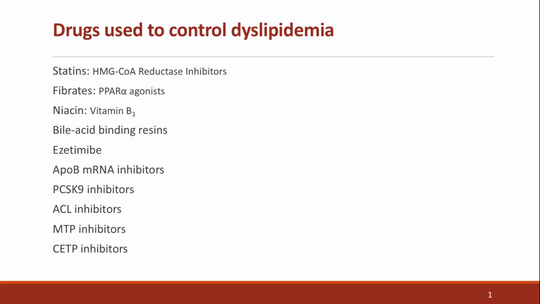The main pharmacological groups include statins, which work by inhibiting cholesterol biosynthesis at the reaction catalyzed by HMG-CoA reductase. Fibrates, which stimulate PPAR-alpha receptors. Niacin, or vitamin B3 in high doses. Bile acid-binding resins, such as cholestyramine and colestipol, and ezetimibe, which blocks intestinal cholesterol absorption. Some newly introduced unique drugs like PCSK9 inhibitors, ACL inhibitors, and MTP inhibitors. We will examine each group's mechanism and clinical use in detail.